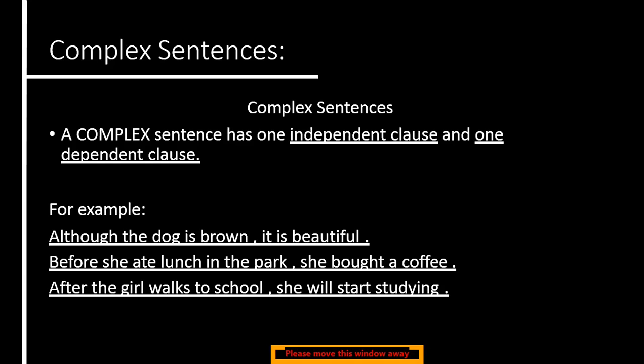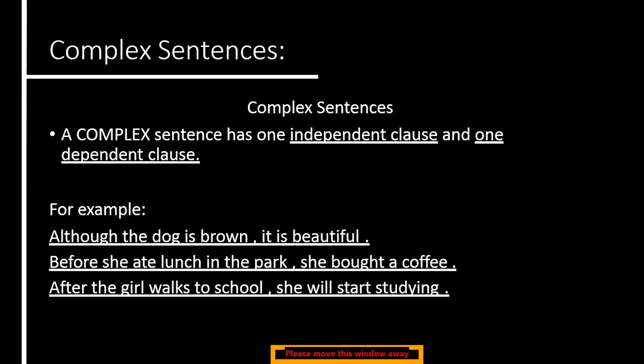The independent is the first one, and the second one is the dependent. The first one? Although the dog is brown, this one is independent? So I can leave it alone. I can extract it and make it a standalone sentence, right? No, I think they're both dependent.